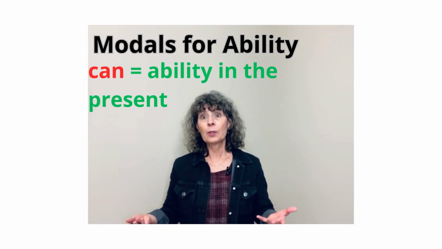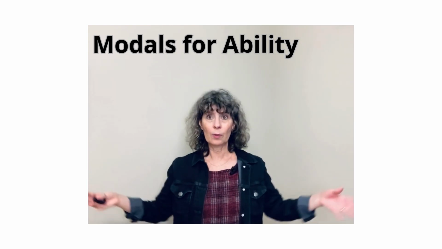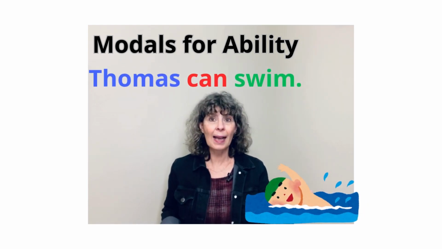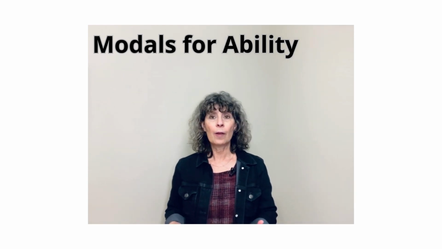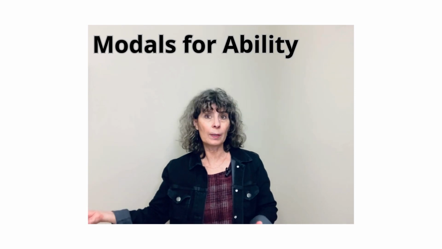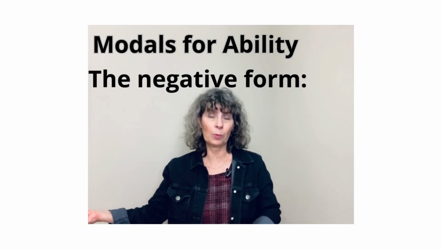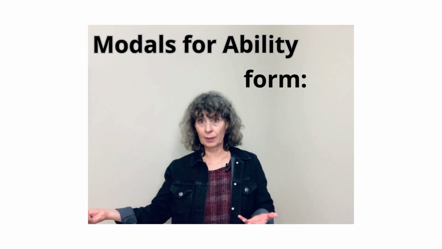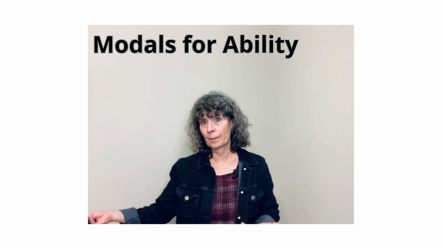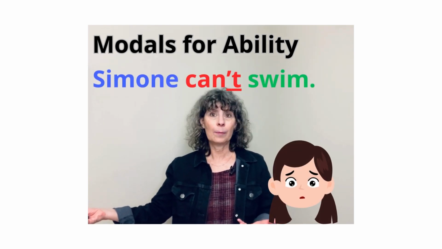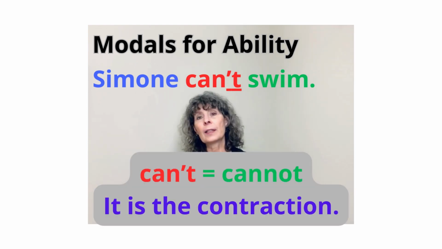So an example could be someone who is a very good swimmer. You might say, well, Thomas can swim because he knows how to swim. Whereas his sister, Simone, well, she doesn't swim. She's scared of water, she doesn't swim. So then we would have to say, Simone cannot swim. Or Simone can't swim. Because here we are using the contraction.